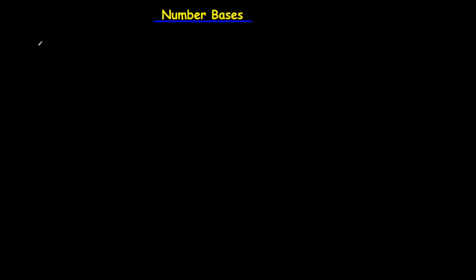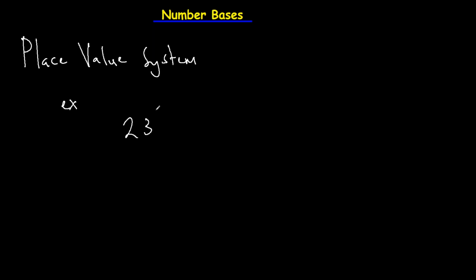Just to mention, the base 10 is also called the place value system. It is also called the place value system because the numerical value of a number relies on the position of each digit. For example, let's consider the number 23. For the number 23, the digit 3 sits on the unit side, while the digit 2 sits on the tenth side.